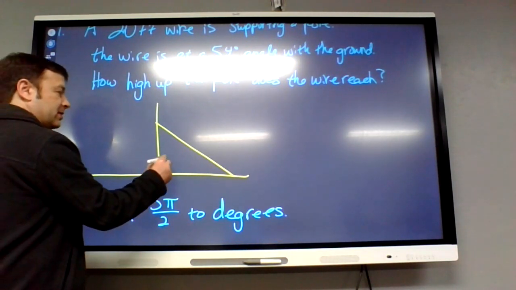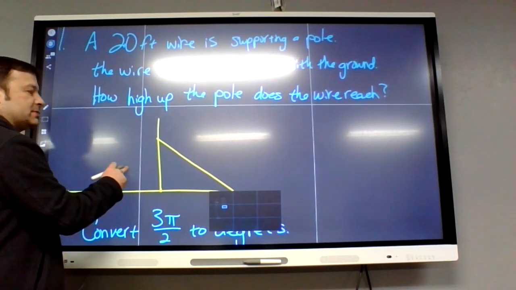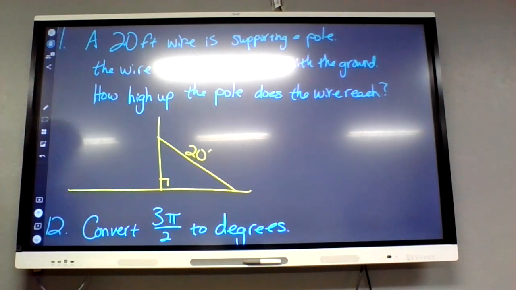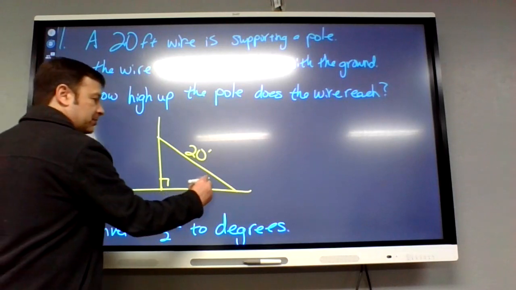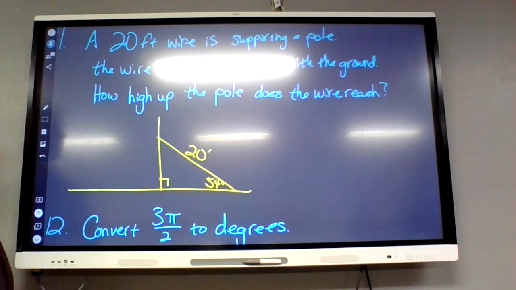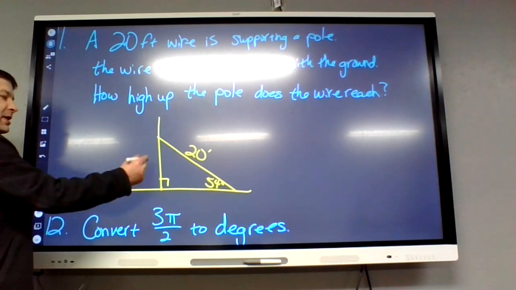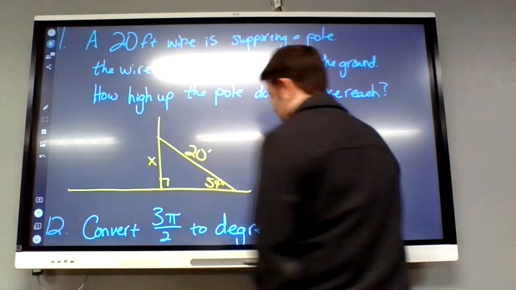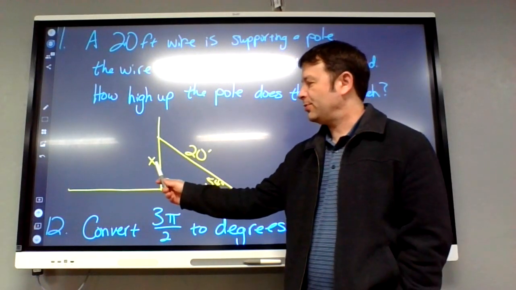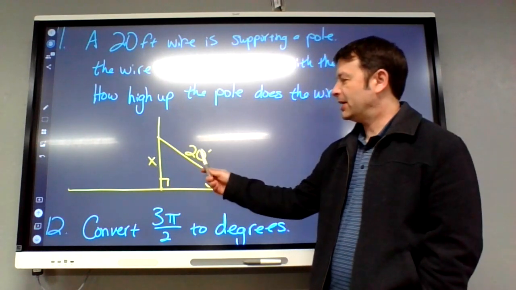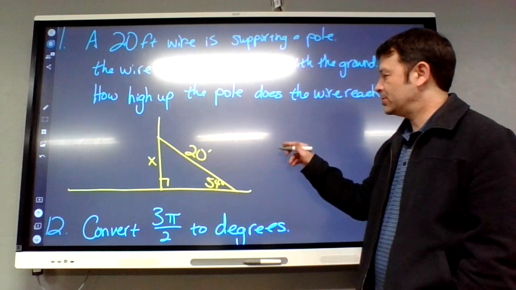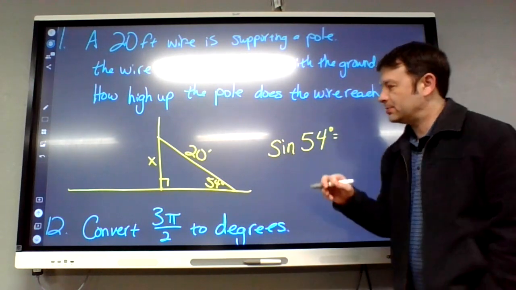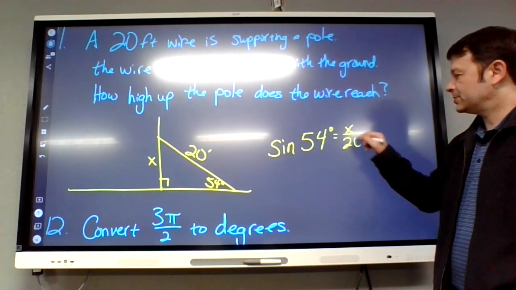Okay, so where do I put 20 feet? The wire, the hypotenuse basically, right? There's a 90-degree angle, and where is 54 degrees? On the ground, between the wire and the ground. We're looking for how high up the pole the wire is, like the height. Start with an angle. Relative to this angle, I am looking for the opposite, and I have the hypotenuse. Which trig function? Sine. So sine of 54 degrees equals opposite over hypotenuse.